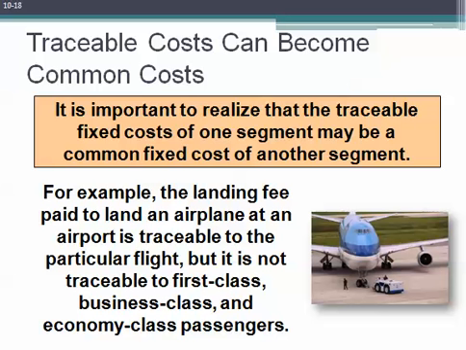If we don't land the plane, we don't have a landing fee. But that landing fee is not traceable to first class passengers, business class, or economy class passengers. So again, that traceable fixed cost could be traced to an individual flight, but not to passengers on the flight. We're going to look at that a little bit further. We're going to look at an electronics division and some traceable fixed costs between some product lines.